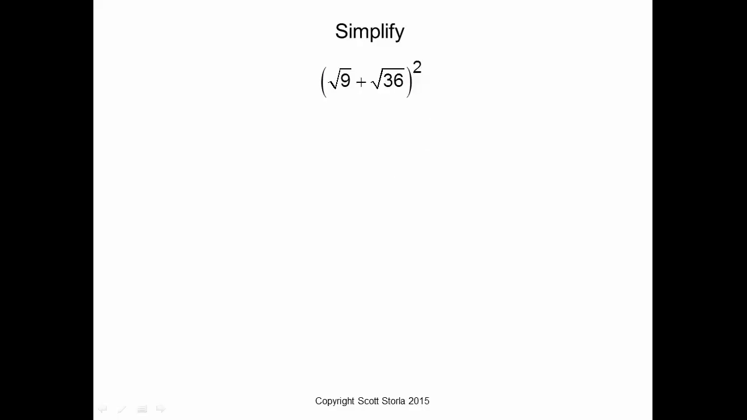Try this one. Here I have 1, 2, 3, 4 operators. Inside the parentheses, roots would be first, adding next, and squaring will be last. Square root of 9 again is 3. Square root of 36 is 6. 3 and 6 will give us 9, and 9 squared, 81.